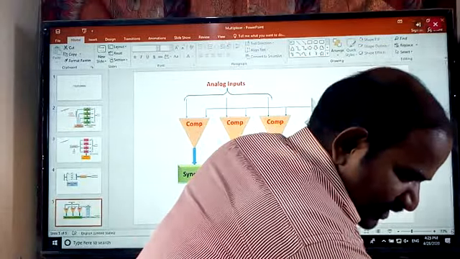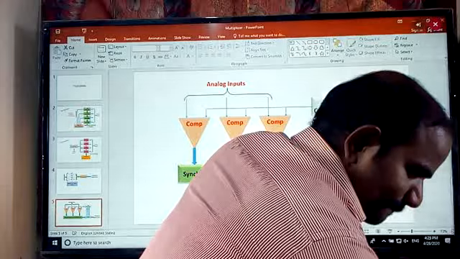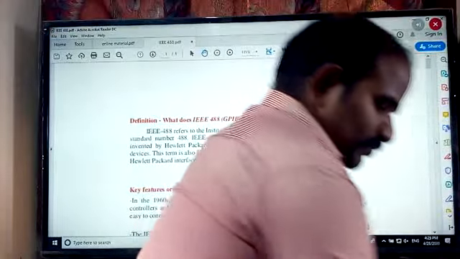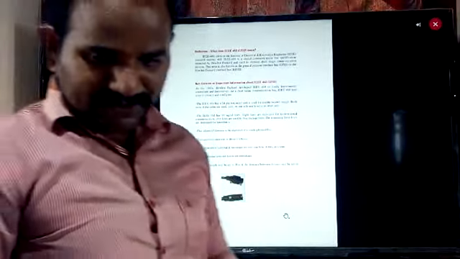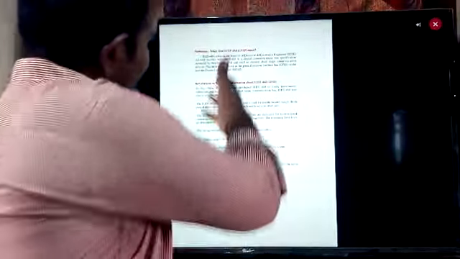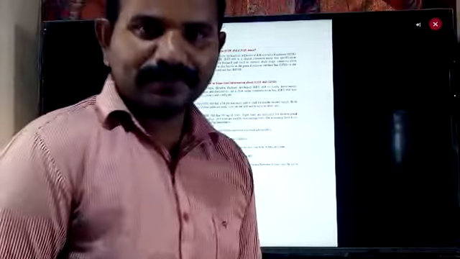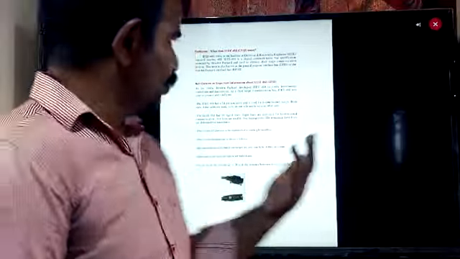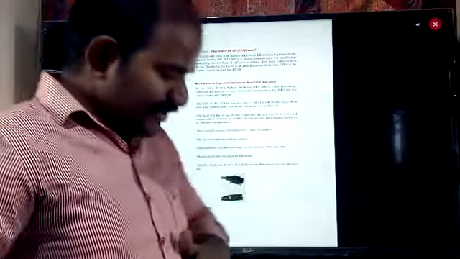IEEE 488 bus, which is there in the textbook I sent you. I'm going to send this information to you in the group as well. Okay, so here IEEE stands for the Institute of Electrical and Electronics Engineers, and the standard number is 488.